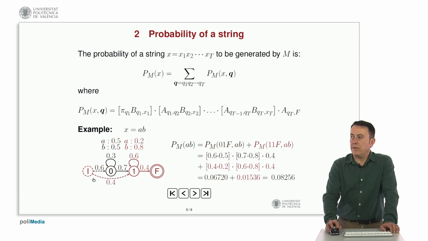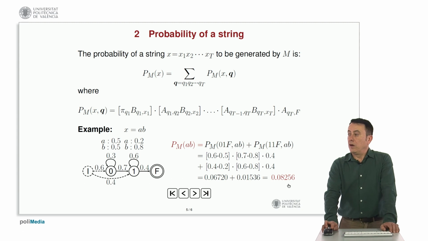And then this is the other path, 1 and then 1 again, where first we emit A and then B, which is 0.4 times 0.2 times 0.6 times 0.8, and then finally times 0.4, which is this value. And if we sum everything, it is 0.08256. So it's approximately 8% probability of generating this string, or the probability assigned to the string AB by this model.